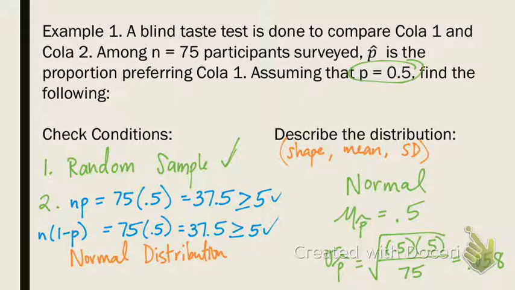Let's go 3 decimal places. 0.058. When I say the word describe, these are the three things I need: normal, mean, standard deviation. From here, we can now answer any question that it asks because we've built a normal distribution, like from the last unit, that is now centered at 0.5. So any probability question that it asks me, I can just use normal CDF.